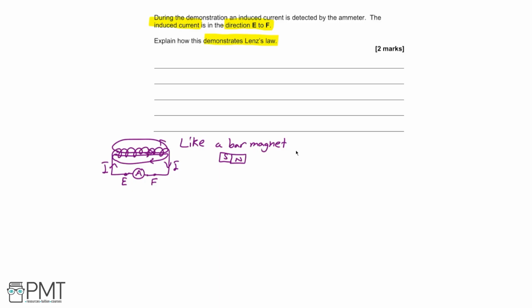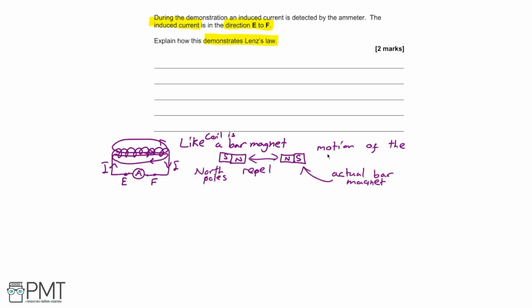Therefore, we see that the coil behaves like a bar magnet, with the north pole facing the north pole of the actual bar magnet. Therefore, because we have two north poles here, and each one is going to be putting out a magnetic field that wants to make a north pole move away from it, what that means is that these two north poles repel each other. Therefore, the motion of the bar magnet is opposed because it is being repelled away from going where it is being made to move.